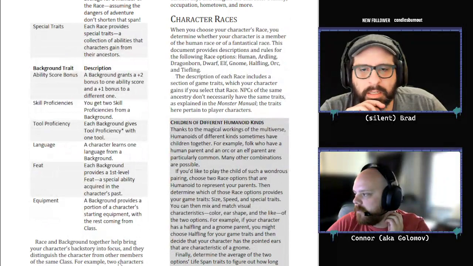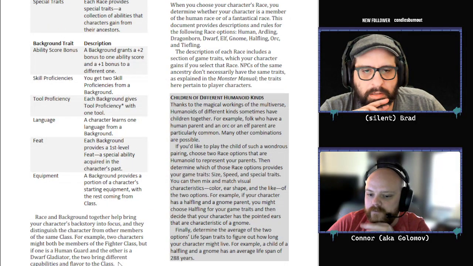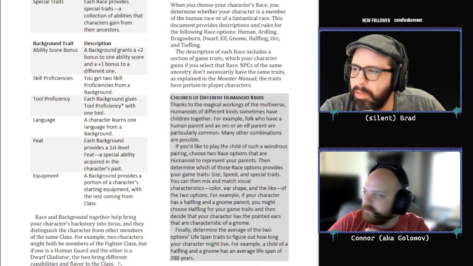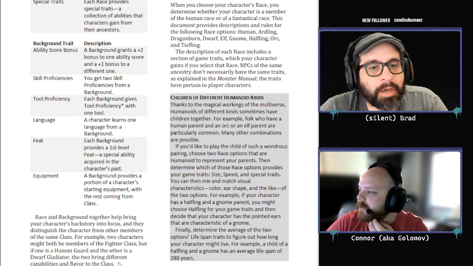Yeah. So I mean, they're keeping it pretty simple. Right? Yeah, exactly. But again, it looks like it builds a better framework for homebrewing these races, right? Yeah. Because then you know what you basically require.